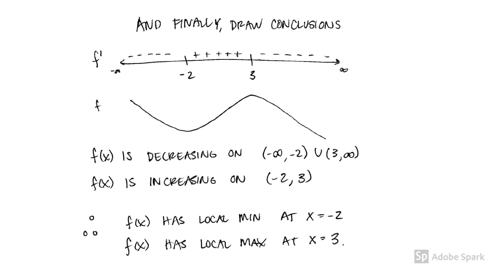So I've finished the problem by filling in the negatives and positives into the real line for the first derivative. And then I can see the function is decreasing from negative infinity to negative 2, and also from 3 to infinity. The function is increasing from negative 2 to 3. And I can see that then the function must have a local min at x equals negative 2, and f of x has a local max at x equals 3.